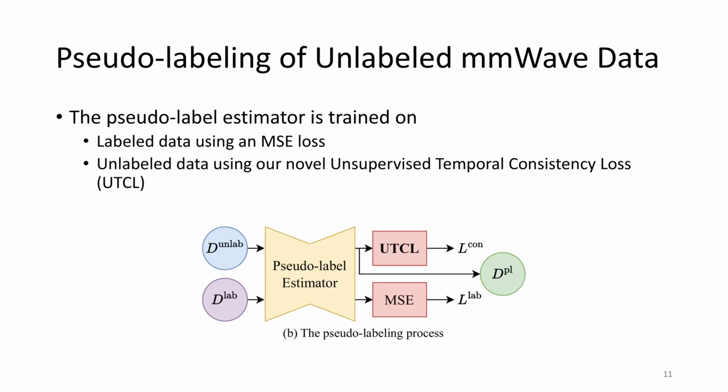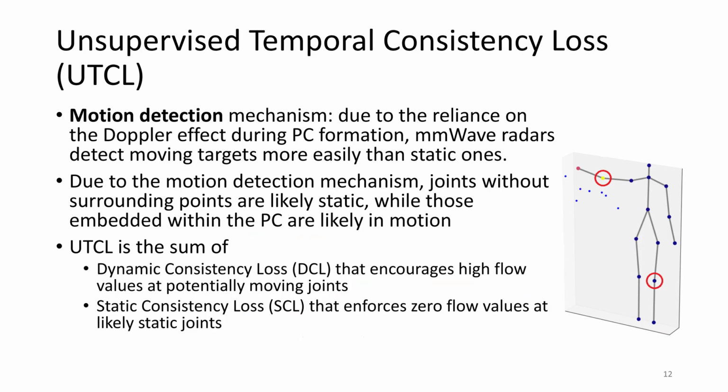For unlabeled mmWave data, we train a pseudo-label estimator. This estimator is trained using two types of supervision. On labeled data, we use the standard mean-squared error loss between predicted and ground truth skeletons. On unlabeled data, we introduce an unsupervised temporal consistency loss, called UTCL, to make the predicted pseudo-labels more reliable and temporally stable. The motivation of UTCL comes from the motion detection mechanism of mmWave radar.